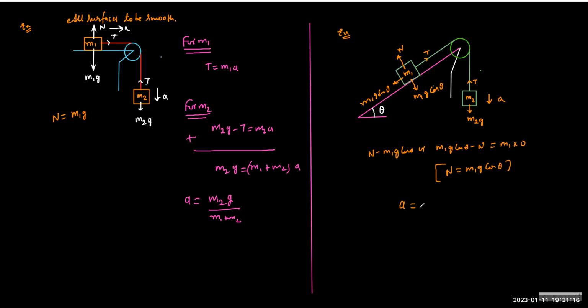So the acceleration here turns out to be how much? (M2 minus M1 sin theta) divided by the total mass. I hope this is what you got. Isn't it? And the tension is how much?